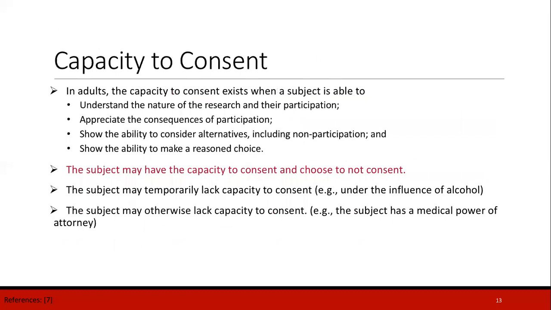So assessing an individual's capacity to consent may help to define what capacity is. In adults, that's the ability to understand the nature of the research and their participation, as well as to appreciate the consequences of their participation. You'll be asking people to share their data, so they need to understand what data about them would be shared, and what it means if their data is, for example, breached in a database. They need to show the ability to consider alternatives, including not participating at all, and then also demonstrate the ability to make a reasoned choice.